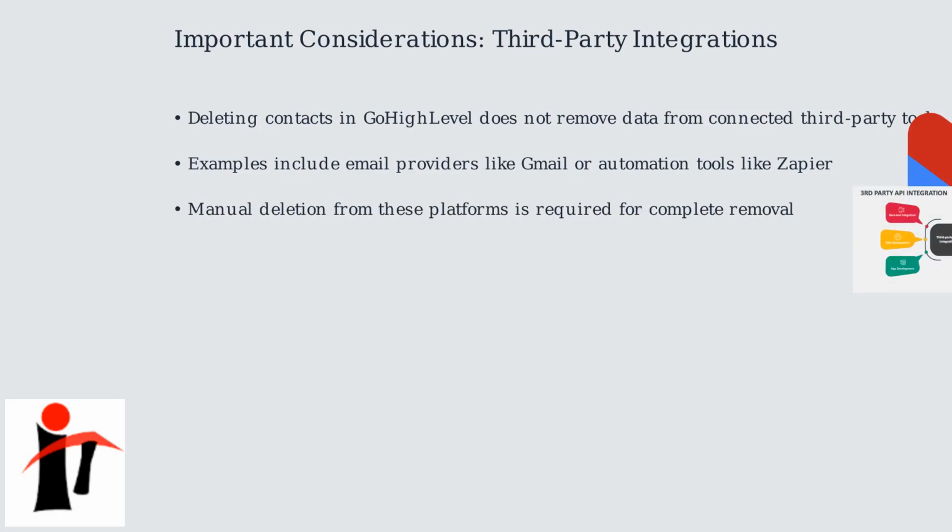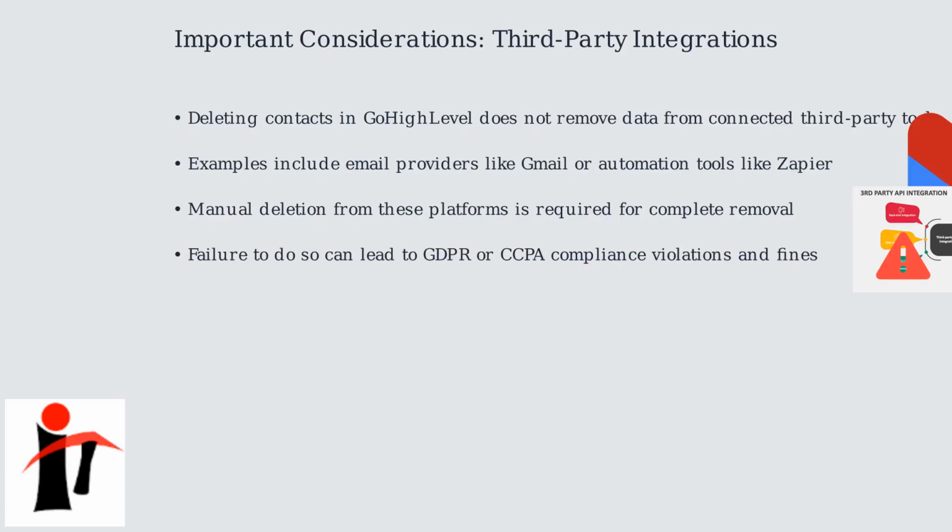To achieve full deletion, log into each third-party service and remove the contact's information manually. This might involve checking settings, searching for the contact, and confirming permanent erasure. Tools like the integration diagram can help visualize these connections. Neglecting this step can result in compliance issues, as seen in cases where businesses faced fines under CCPA for incomplete data removal. Data that persists in integrations could violate privacy laws and expose your organization to legal risks.